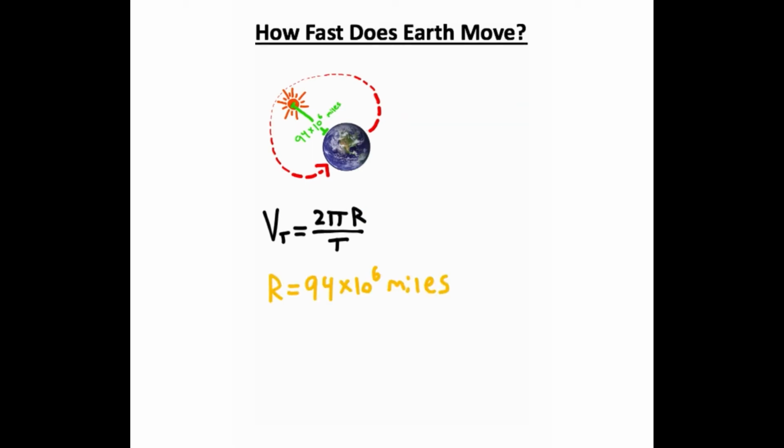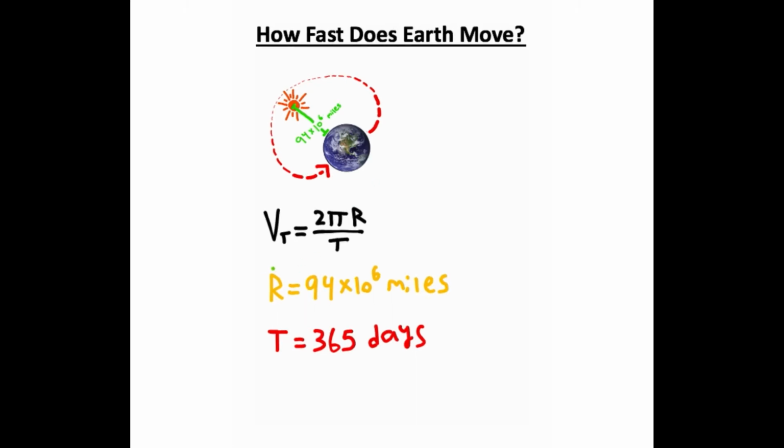We know just from knowledge that the period is going to be 1 year, because it takes 1 year for the Earth to get around the sun. Or in that case, we could say it's 365 days. Now you might just think we can take our radius here and plug it in there, and then take our period here and plug it in there. But the answer is that we can't.